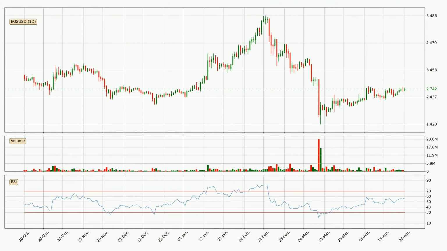Jumping to the daily relative strength index, the current daily RSI is at 57, so it doesn't show signs of overbought or oversold conditions at this point.